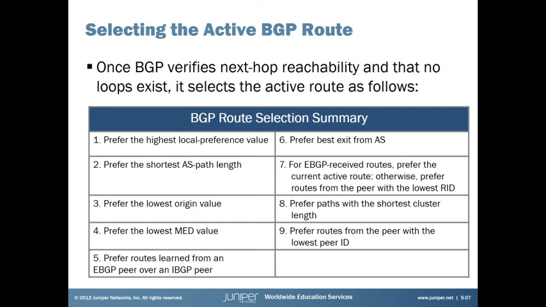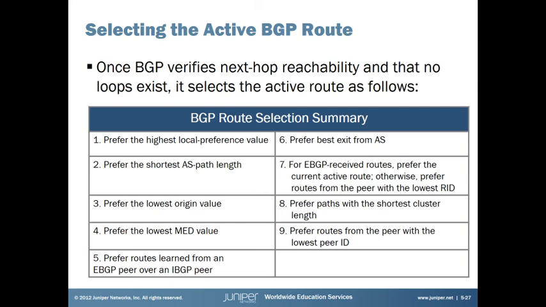Okay, the next thing we're going to look at is the shortest autonomous system path length. So the best path is the one that has the least autonomous systems in its path. That's the one that's going to become active. Okay, what if they're all the same? The local preference value is the same, the shortest paths all have the same path lengths. Then what happens?